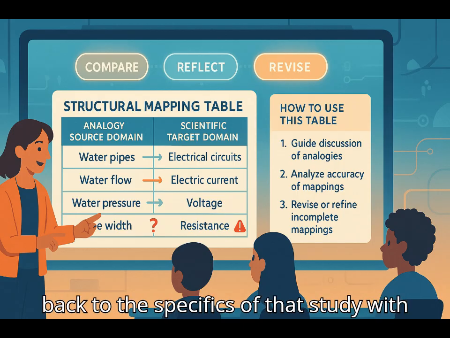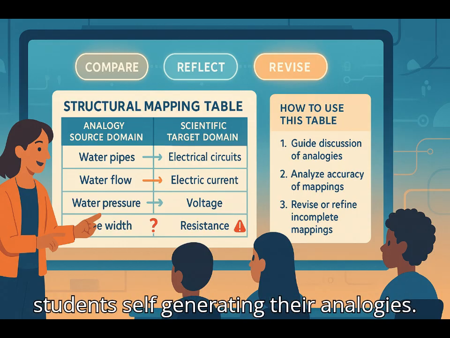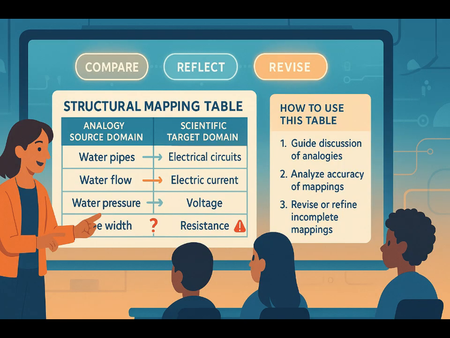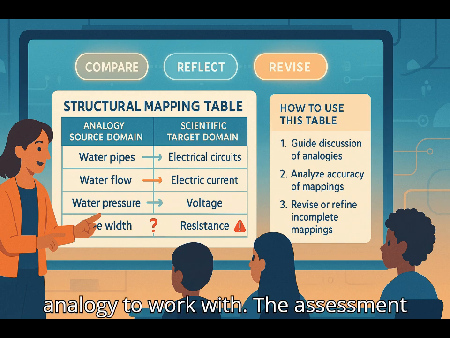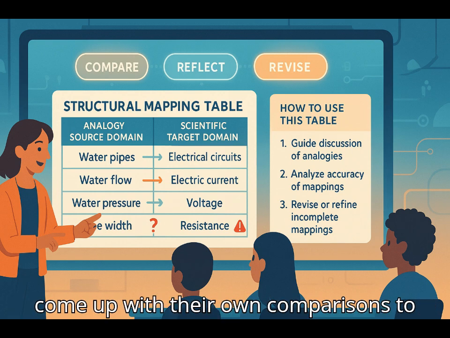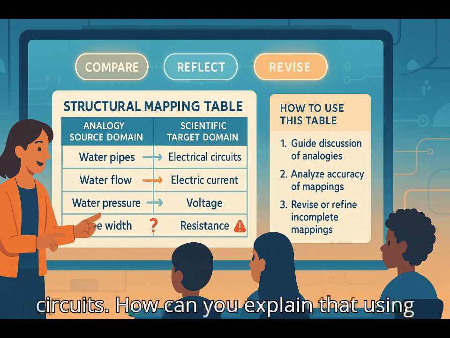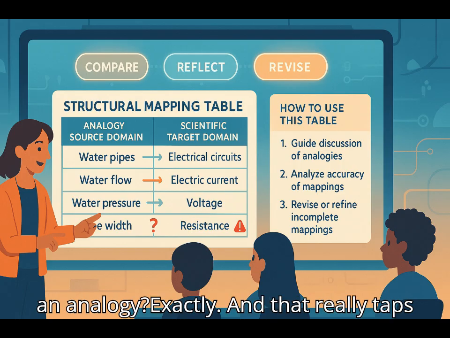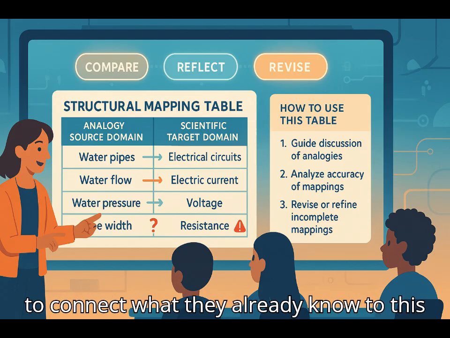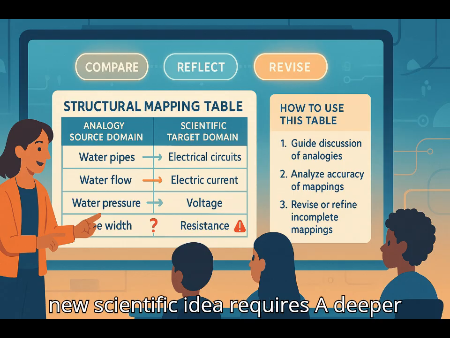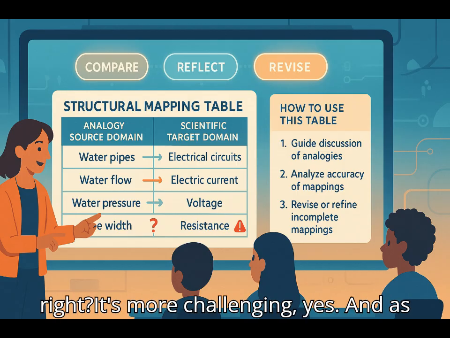And finally, let's get back to the specifics of that study with the sixth graders learning about electricity. They used this idea of students self-generating their analogies. What did that look like in practice? So instead of giving students a ready-made analogy to work with, the assessment questions were designed to prompt them to come up with their own comparisons to explain the concepts of electricity. So it's like, okay, here's this idea about circuits. How can you explain that using an analogy? Exactly. And that really taps into their creativity and their ability to connect what they already know to this new scientific idea. It requires a deeper level of processing than just matching terms or filling in the blanks. Right. It's more challenging. Yes.